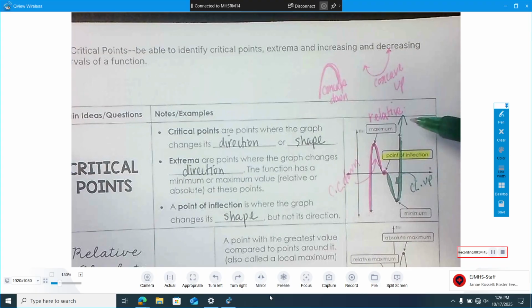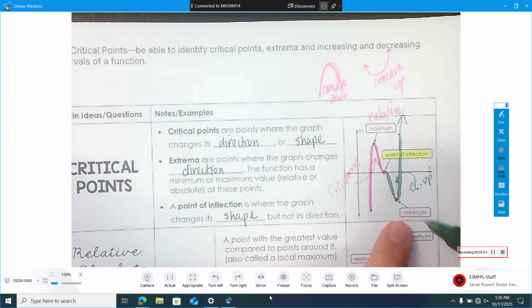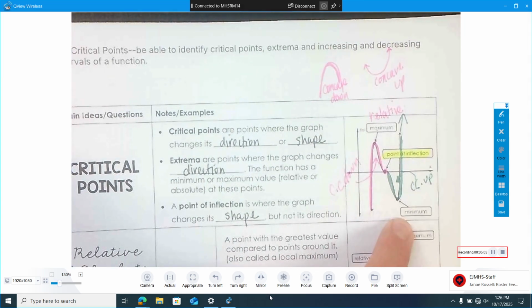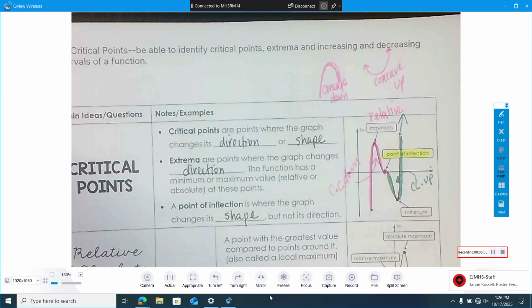Does it have an absolute maximum? Is it ever going to get there? Absolutely not, it's never going to reach it. It's going on forever. That's what forever means. So you can't ever get there. This does not have an absolute maximum. This is a relative minimum and a relative maximum. We can talk about absolutes in just a second.